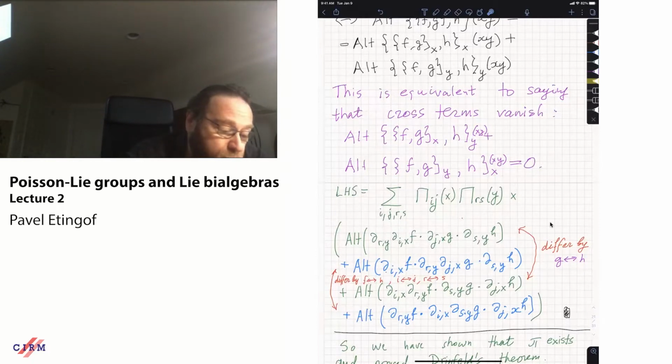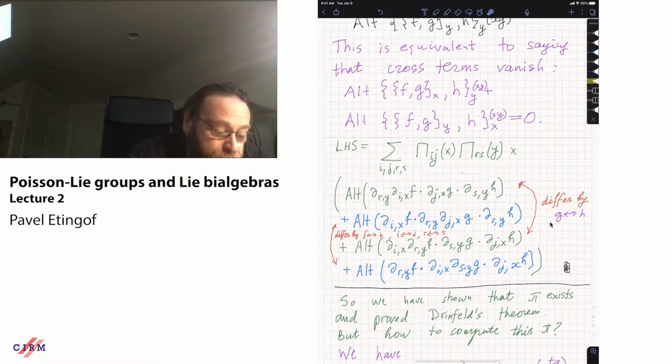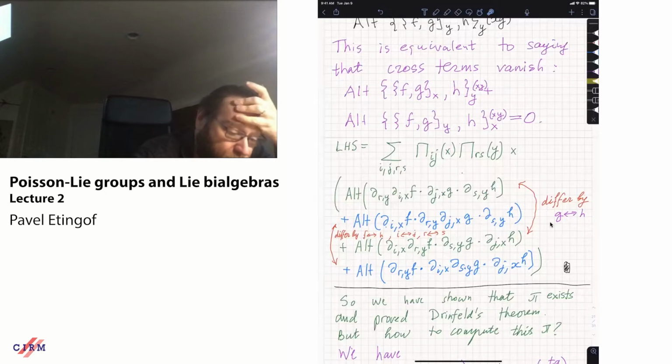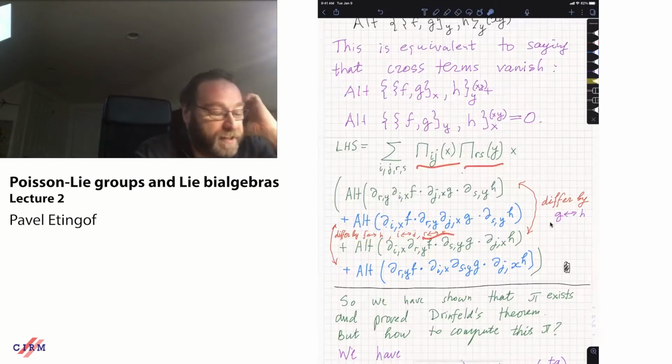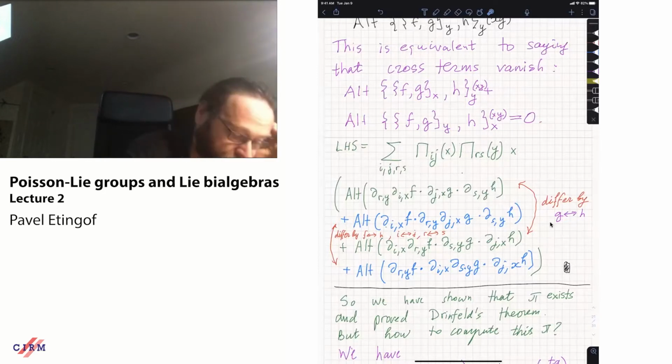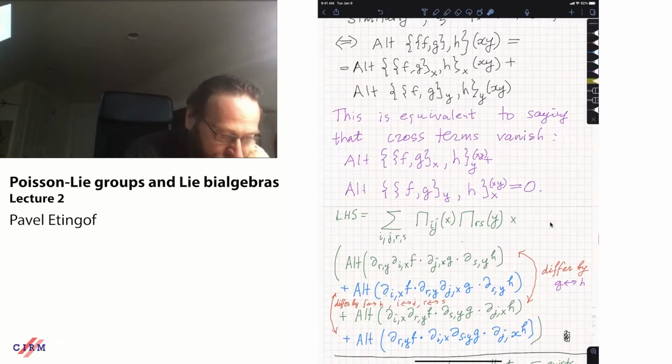And then you get 4 terms, and you observe that the first term and the third term coincide after alternation, because they differ only by replacement of g by h. And also the second term and the fourth term coincide after alternation up to sign, because they differ only by the replacement of f by h, and also i by j and r by s. But this pi is skew-symmetric, so if we simultaneously replace i by j and r by s, it goes back to itself. And so that completes this proof of Greenfields' theorem.